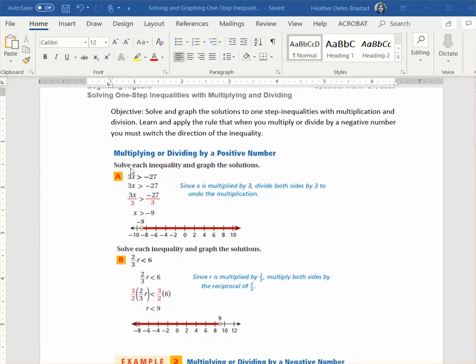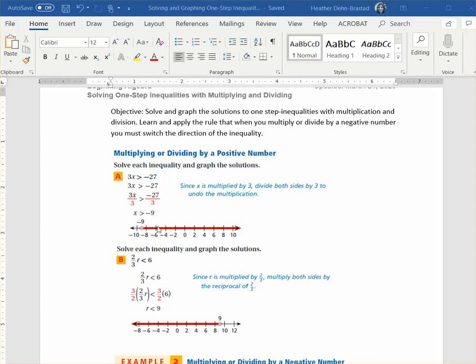First, it says to solve each inequality and graph the solutions, and the problem is 3x is greater than negative 27. So this means 3 times x. So to solve that, we need to do the opposite of multiplying by 3, which is dividing by 3. So in this step, we see that we divided both sides by 3. 3x divided by 3 just leaves us with x, and then we put the greater than sign, and then negative 27 divided by 3 is negative 9.